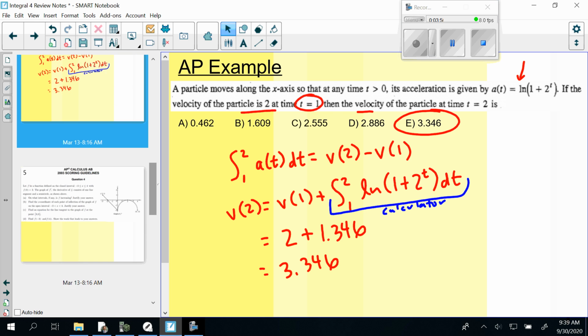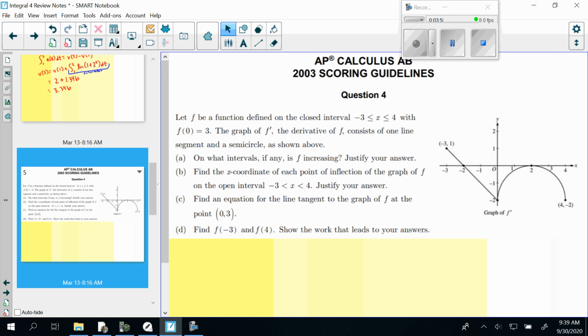All right, let's look at another AP question. This one's a free response. This was a no calculator question. So there's a graph shown here. It says let f be a function on this closed interval from -3 to 4. f of 0 equals 3. The graph of f prime, the derivative of f, consists of one line segment and a semicircle as shown. And you can see that this function is continuous here.